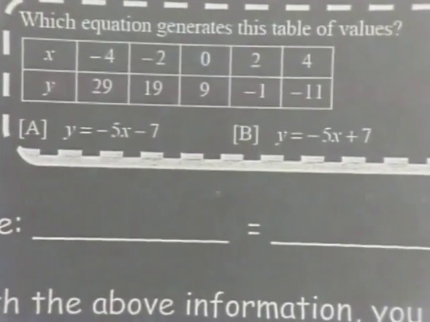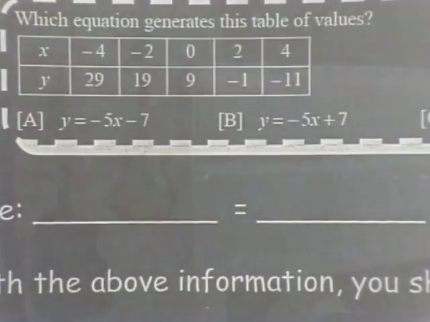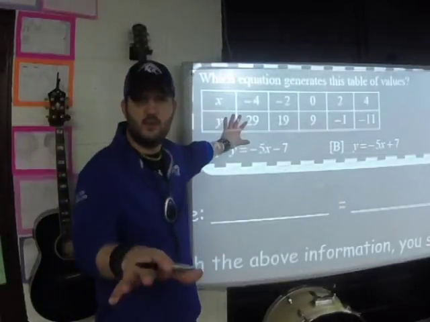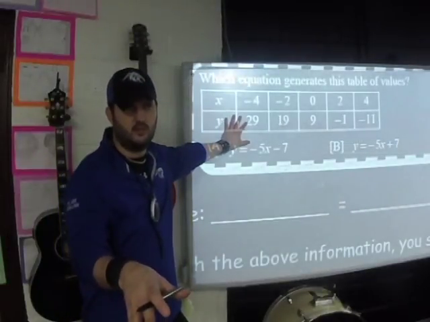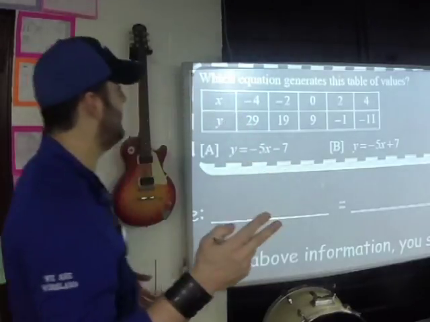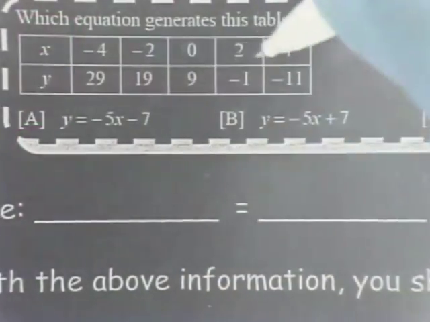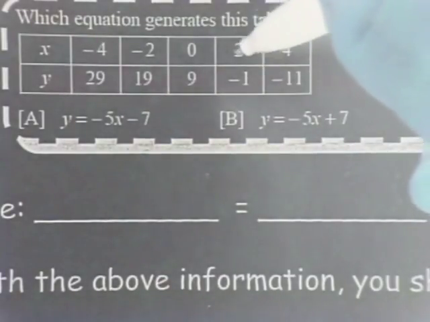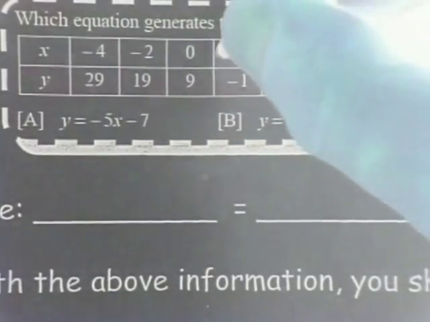All right, example 2. Which equation generates this table of values? Remember that a table, when they give you a table, it's really a collection of what? Points. And how many do we need? 2. So let's just choose 2. So can somebody just throw one out there that you want? 2, -2, that's a good one. Pretty small numbers is good.